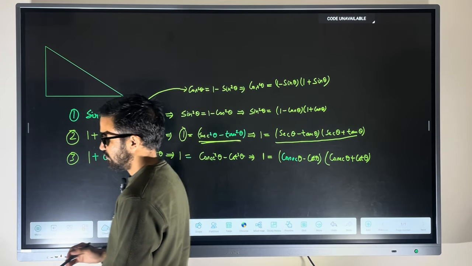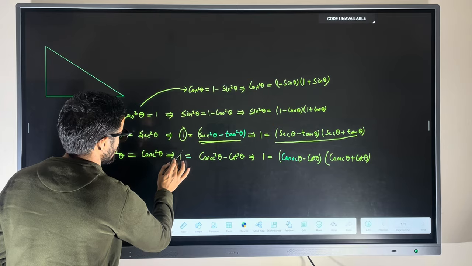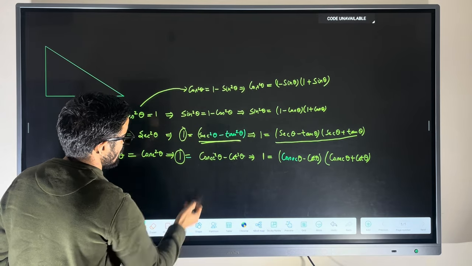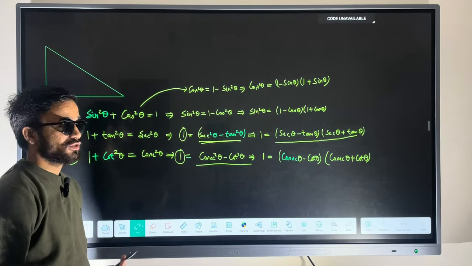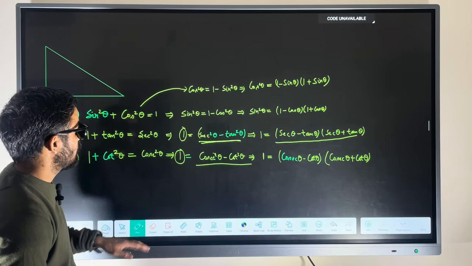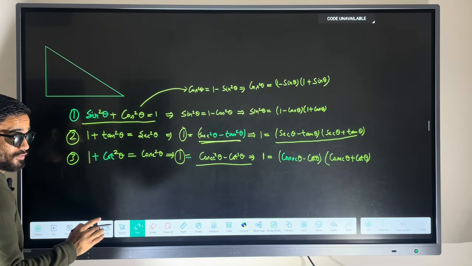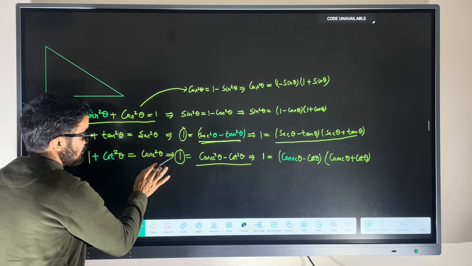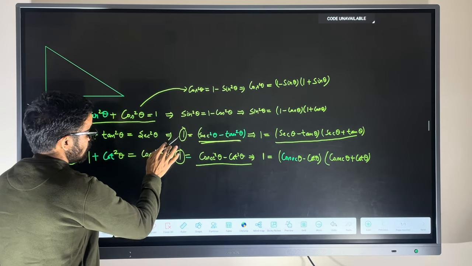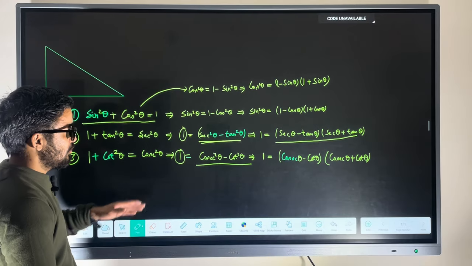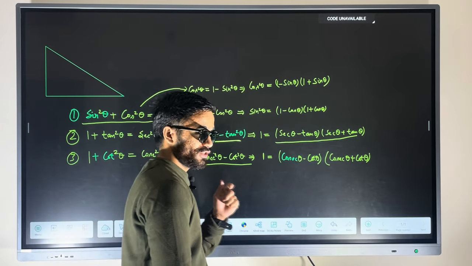Now we have three formulas and we can also rewrite these formulas as per the demand of questions. So in place of 1 you can write this, and in place of 1 you can also write this. It's up to the questions, what question is demanding and what question is asking from you. So in place of 1 you can write sin square theta plus cos square theta, you can write sec square theta minus tan square theta, and you can also write cosec square theta minus cot square theta. So it's up to the demand of questions.